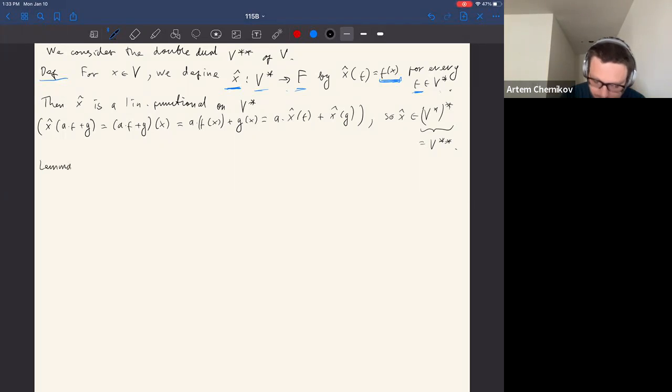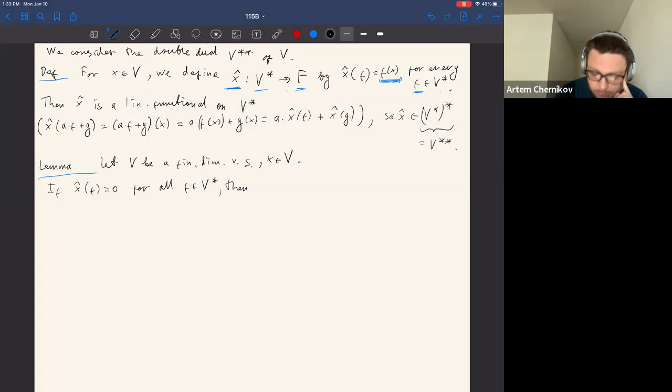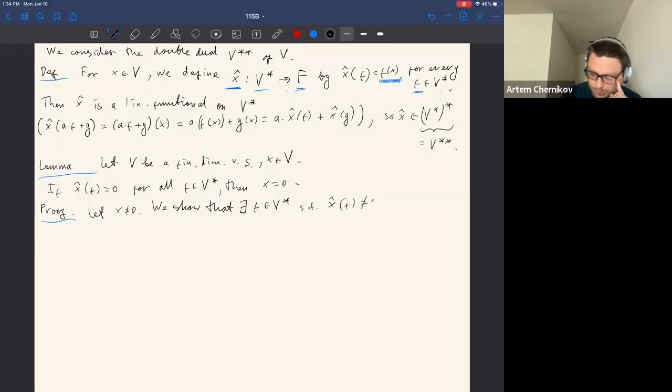So first of all, we have the following lemma. Let V be a finite dimensional vector space, and let x be a vector in V. Now, if we have that x hat of f is equal to 0 for all f in V star, then we also have that x itself is equal to 0. So we have this property. Proof. Suppose towards contradiction that x is not equal to 0. Then we will show that there exists some f in V star such that x hat of f is also not equal to 0. So we argue by contradiction here.